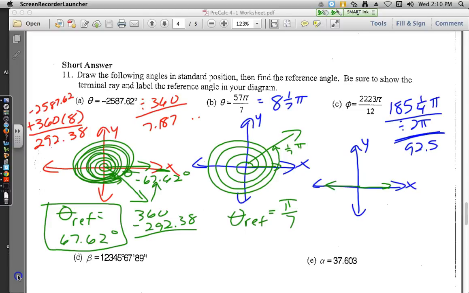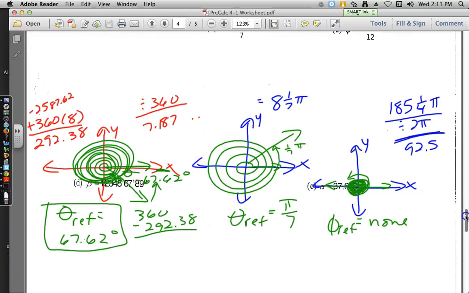Now what I'm going to do is just make a big blob in the middle like we talked about in class, because this is big time, 185. I'm not going to sit here and draw 185 little spirals to get all the way back there. So theta reference, actually this one is phi reference, because the initial angle was phi. We don't get one. It is on the x-axis, so we're just going to put none. It is its own reference angle. We don't have a reference angle when something lands on the x-axis.